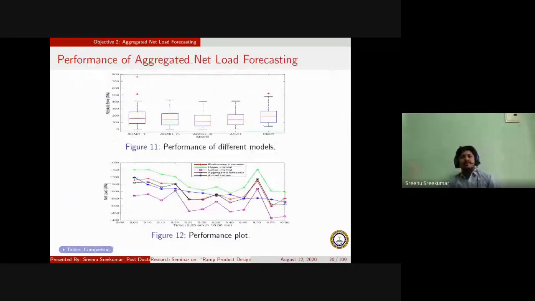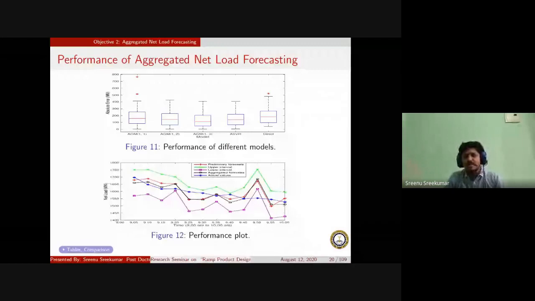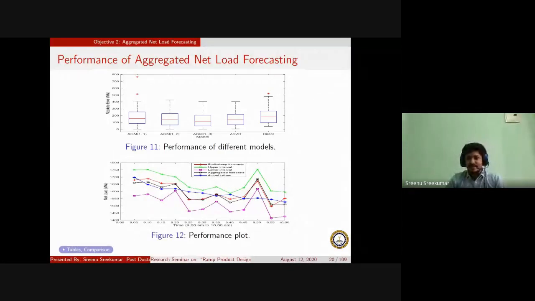And figure 11 compares the proposed model with different models. Here, the support vector regression model is used for comparison. In objective 1, the ANN model is used. Support vector regression is used because recent studies show that it has superior performance over ANN models. So here, the proposed model performance is compared with the support vector regression model. And from figure 11, we can clearly observe that the proposed AGM13 model outperforms all other models.